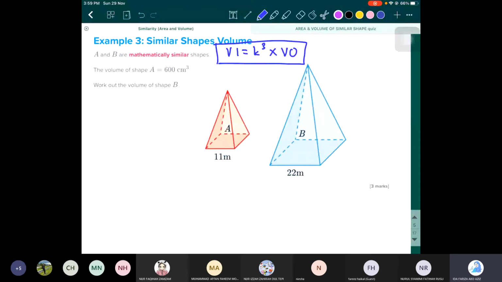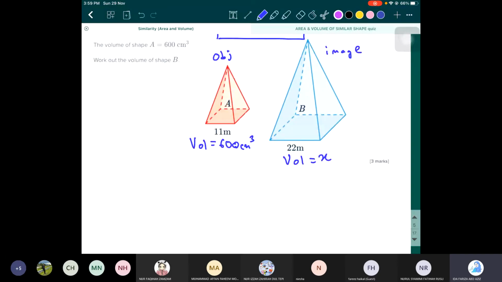Okay, dapat di soalan, decide terus. Tetapkan terus mana objek, mana image. So, teacher nak tetapkan yang kecil ni objek, yang besar ni image. Okay, saya tulis sendiri dekat soalan. Dia tak bagi kita tetapkan sendiri. Okay, dia kata volume A 600 cm cubic. So, I tulis kat sini volume 600 cm cubic. Work out volume B. Okay, volume yang ni tak tahu. So, I buat X.